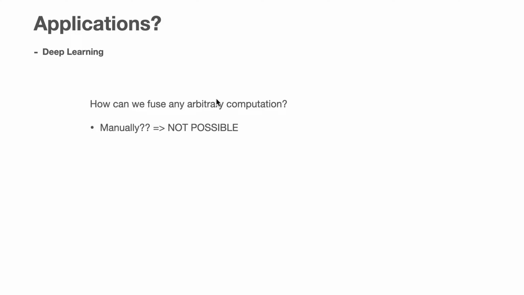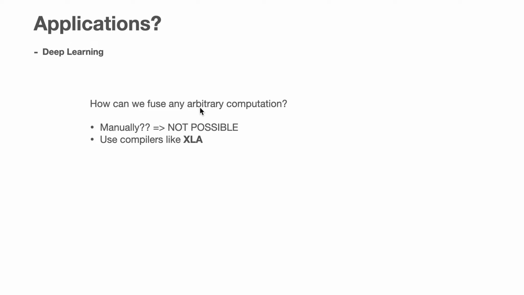Let's try to understand the applications of kernel fusion. One of the big applications of kernel fusion is in deep learning. But the main issue is that deep learning graphs are very big and we can't really fuse arbitrary computation. In our case, we were able to do that. But is it possible to write arbitrary kernels for each and every computation we want to do? Right, it's not possible, right?